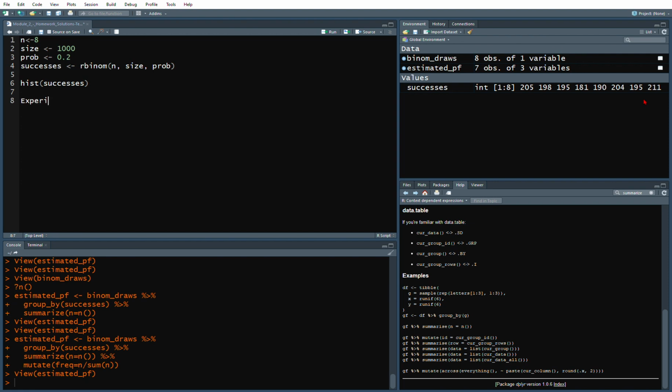there's an experiment where you flip a coin 10 times, and the success probability for each flip is 0.65. So that's what we have been given.